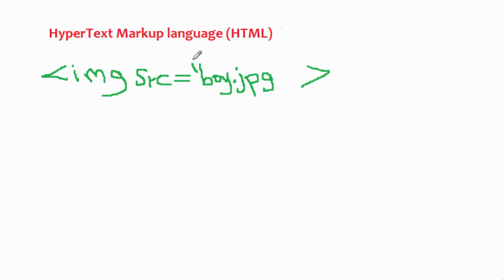Then remember, if I open this quotation mark, I have to close it like this. So this line simply will insert an image called boy into the web page using the image tag. An image tag is not closed with a slash like that. No, we don't do that. It is simply written the way you see it here.